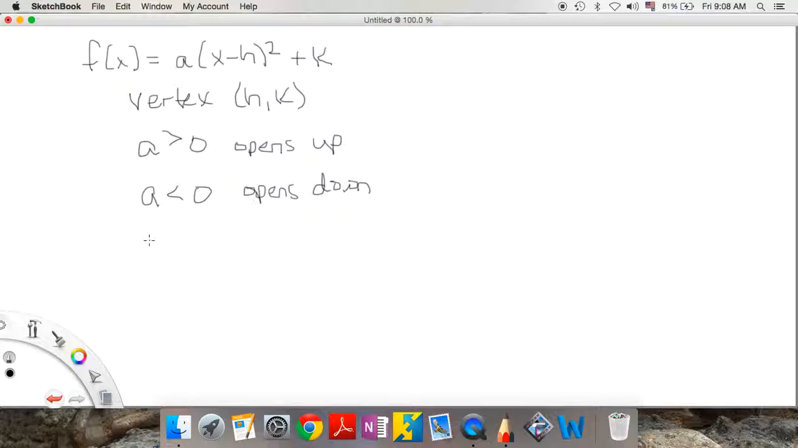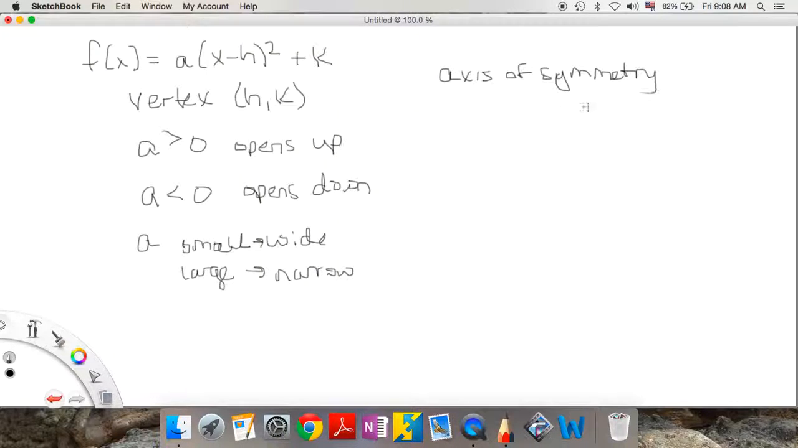The value of a also affects the steepness, how open the parabola is. If a is small, then it's a wide open parabola. If a is large, then it's a narrow opened parabola. We also have what's called the axis of symmetry, which is the part about it being even, and we can pull that right off here too: x equals h.